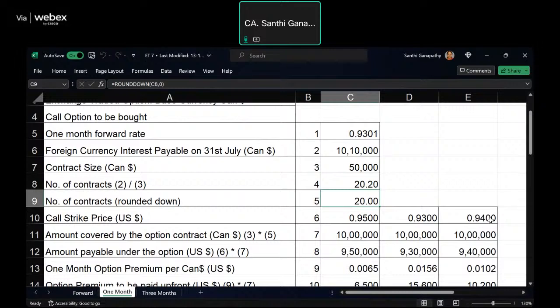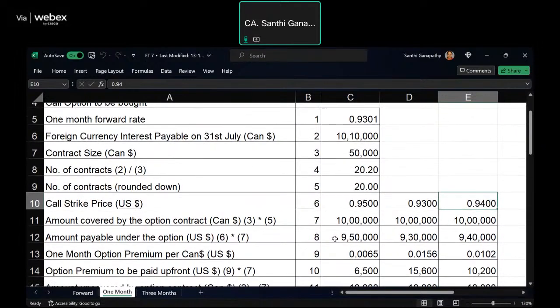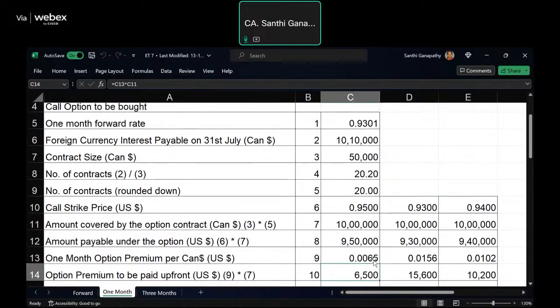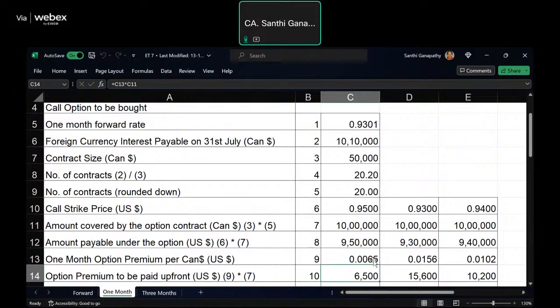All the three I told you we will do, even though the problem is asking only for 95, we will do for 93 and 94 cents also. If you take it in dollars, it will be 0.95 US dollar, 0.93 US dollar, and 0.94 US dollar. 100 cents make $1. What is the amount covered by the option contract? What is the amount payable? Premium is given in cents. Now I'm converting everything into dollars. So 0.65 would become 0.0065. So what is the option premium to be paid? So this is clear.